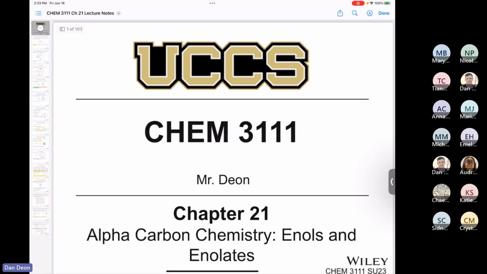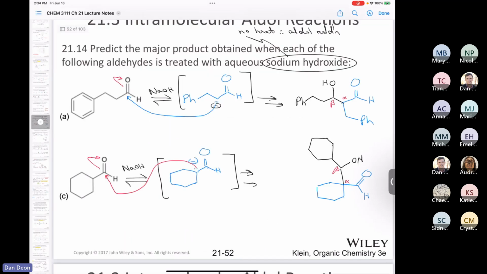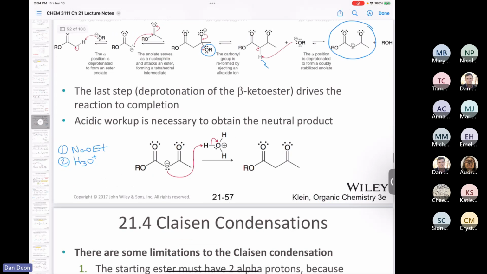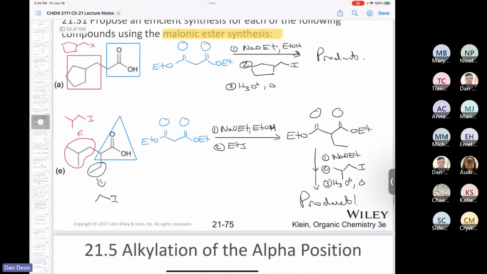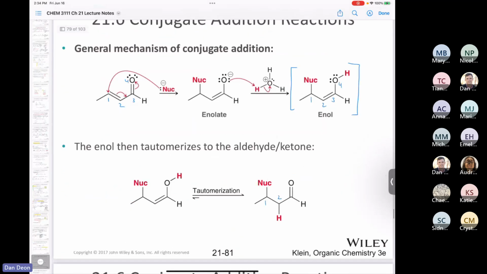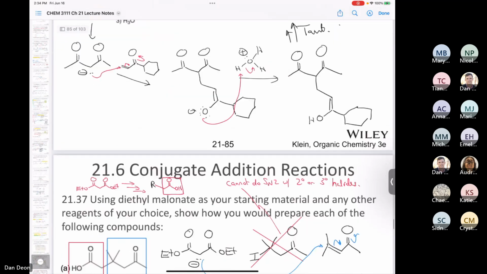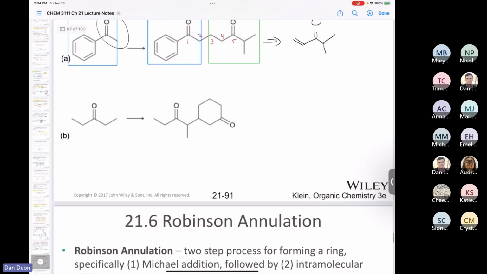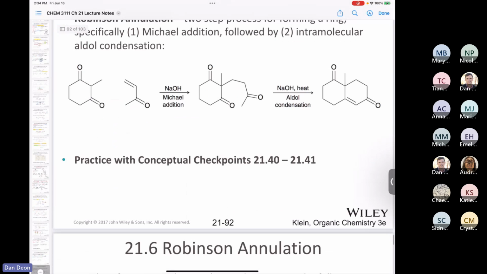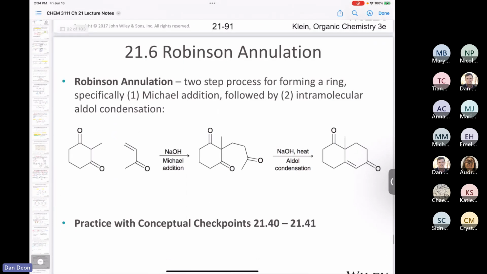So where were we? Somewhere down here. All right, so let's move down to this one here. We're way down at the end. We covered all this, and we covered Stork, Gilbert Stork. So now we're on to the Robinson annulation.